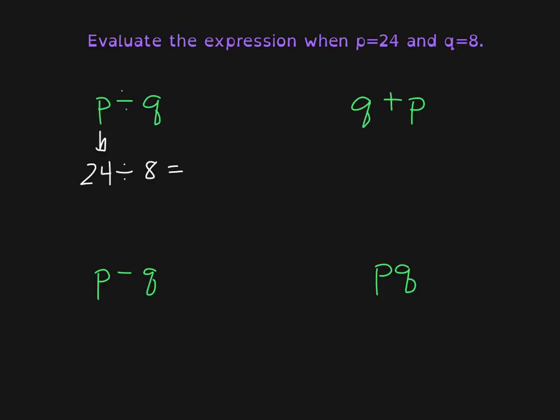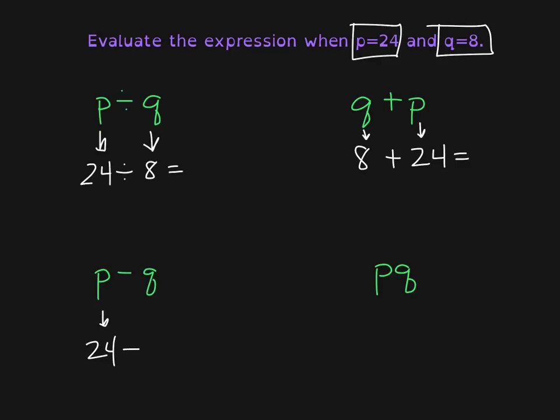Go over here. Q is 8 plus 24. Remember, I'm just getting them from up here. P is 24, Q is 8. And you can just put your arrows below if that helps you. P down here is 24 minus Q, which is 8.